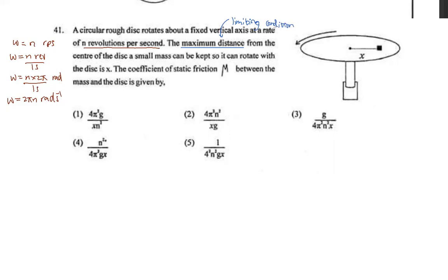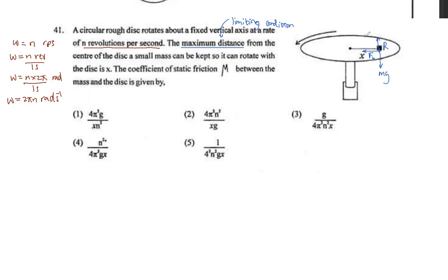That means the centripetal force acting on the object is the limiting frictional force. Mg will be acting downwards, and there will be an R upwards. All right, fine. So what is the question here now? The coefficient of static friction. Okay, we have to find the coefficient of static friction.